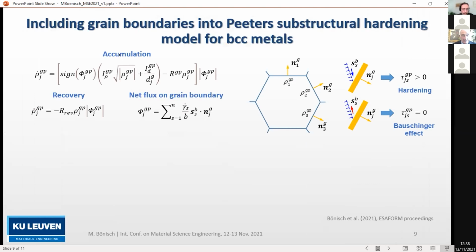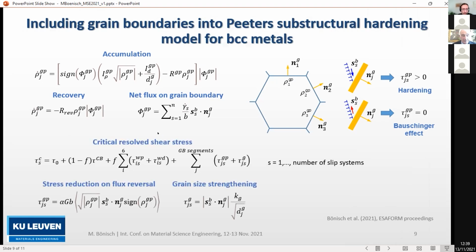Looking at the equations of that model, I'll just briefly go over them. We have an expression for the accumulation of the polarizing dislocations at the grain boundaries. These are the equations that we added to the already existing model to include grain boundaries. So this is an equation that describes the accumulation of pileups at grain boundaries. Now, when the load sense is reversed, the flow of the dislocations at the grain boundaries is also reversed. Then we apply in that case a different evolution equation, and this entire build up or recovery rate is controlled by the net flux of dislocations onto the grain boundaries.